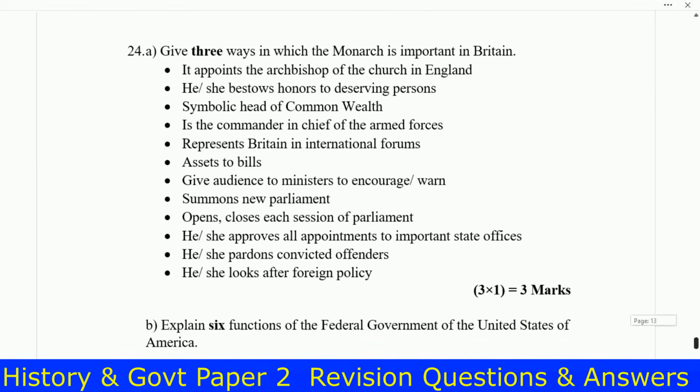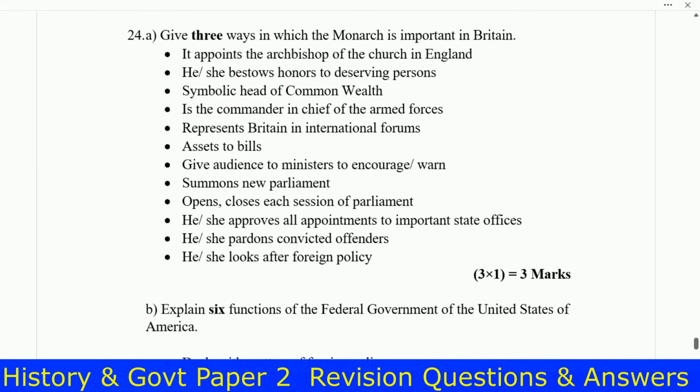We go to 24a. This is the last number, don't get tired. Give 3 ways in which the monarch is important in Britain. Why is a monarch important? Number 1, it appoints the archbishops of the church in England. Number 2, he or she bestows honor on deserving persons. Next, it is a symbolic head of the Commonwealth.